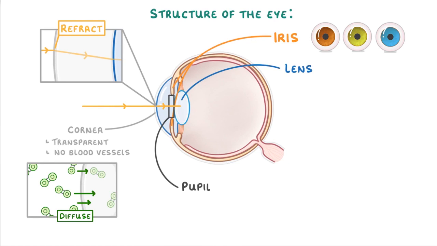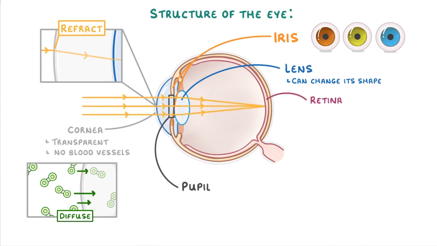Just like the cornea, the job of the lens is to refract or bend light. But importantly, the lens can change its shape, which allows it to control how strongly it refracts the light. And this helps it to always focus the light perfectly onto the retina at the back of the eye.